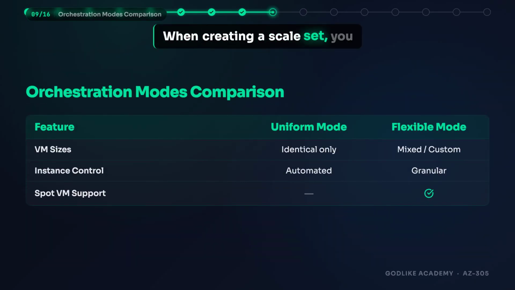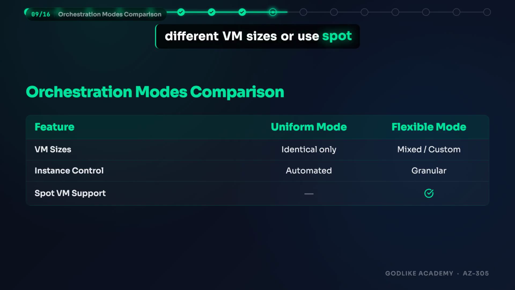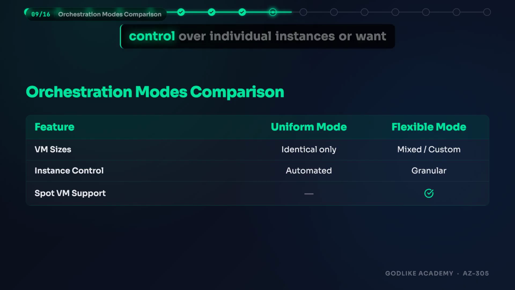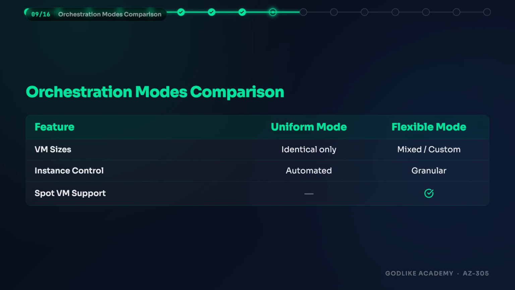When creating a scale set, you must choose an orchestration mode. Uniform mode is optimized for large-scale workloads where all VMs are identical. Flexible mode allows you to mix different VM sizes or use spot VMs for cost savings. Choose flexible if you need granular control over individual instances or want to run mixed workloads within the same set, which prevents vendor lock-in and simplifies complex dependency management.